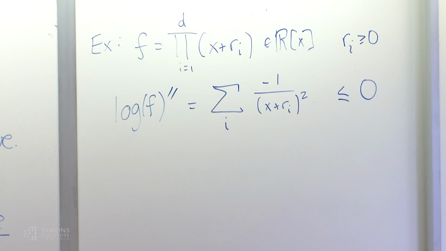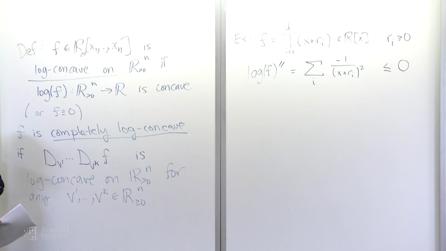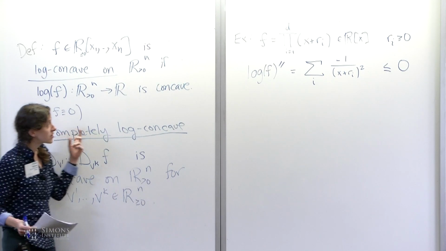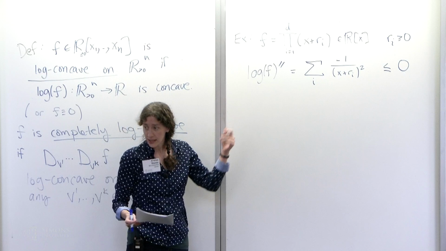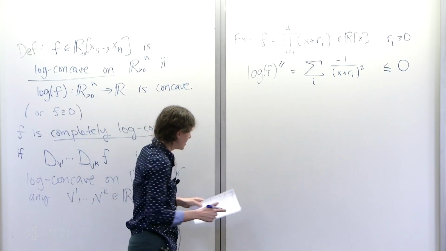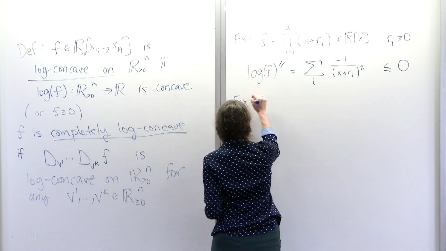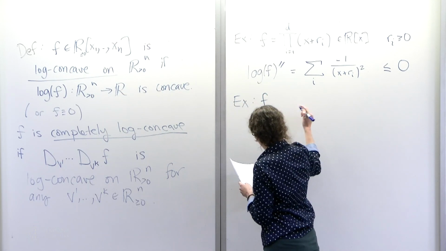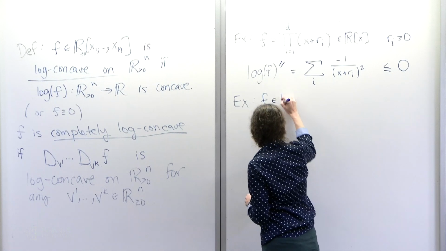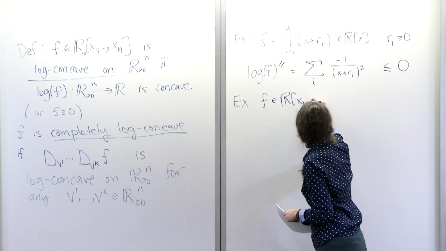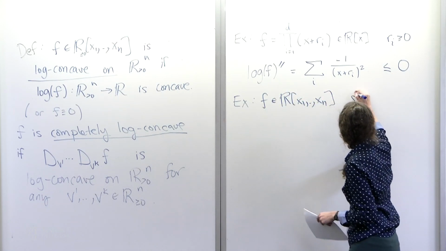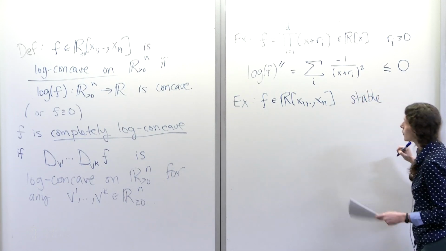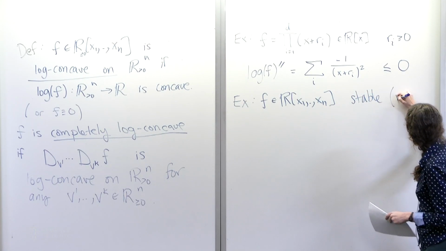One of the big motivations for this story, I think from our perspective at least, is a multivariable generalization of real rootedness called stability, which we've already heard a lot about during this week. So another big example is polynomials that are stable with non-negative coefficients.